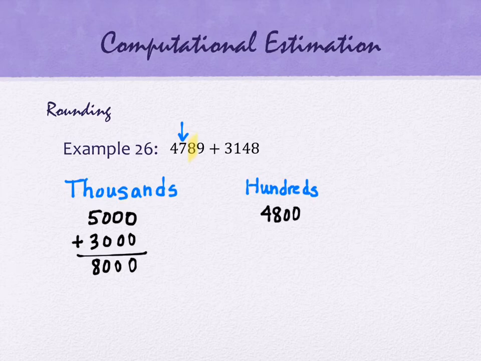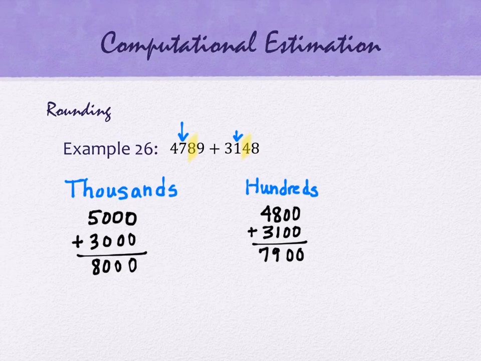And then we're going to do the same thing over here. We've got the hundreds place has a 1 in it, and we're looking at the 4 that's directly to the right of it. So this tells us we're going to round down to what? 3,100. And again, we're going to add these two approximations together, which gives me, in this case, 7,900. Pretty close to the other number, right?